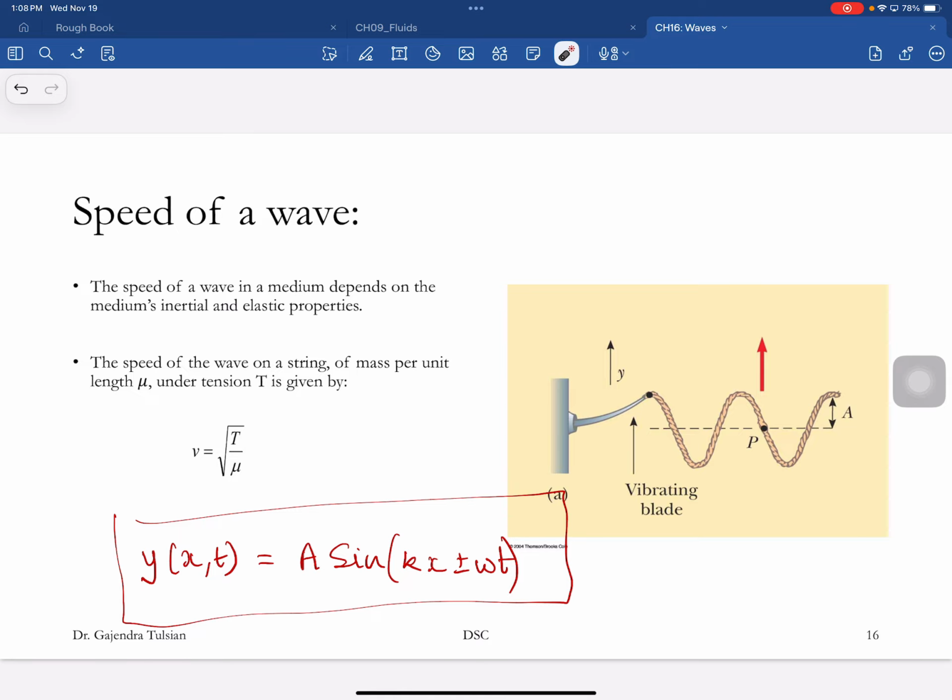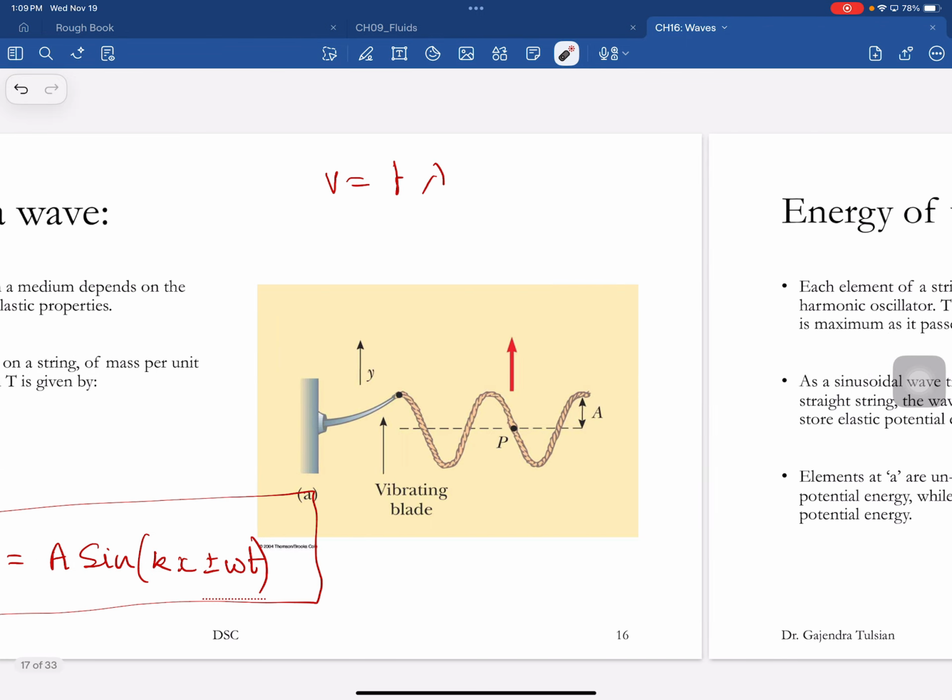For instance, you might have experienced this if you play a guitar. If you tighten the strings, what will happen to the frequency? The frequency increases. Velocity is frequency times wavelength. When you tighten the strings, the wavelength depends on the length of the string, and you're not changing that. All you're increasing is the tension, and as the velocity increases, the frequency increases. So the velocity of a wave on a string is the square root of the tension in the string divided by the mass per unit length.